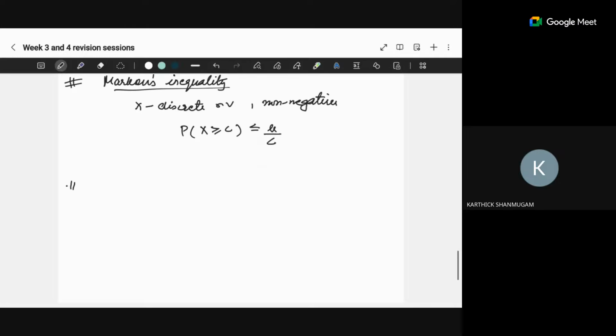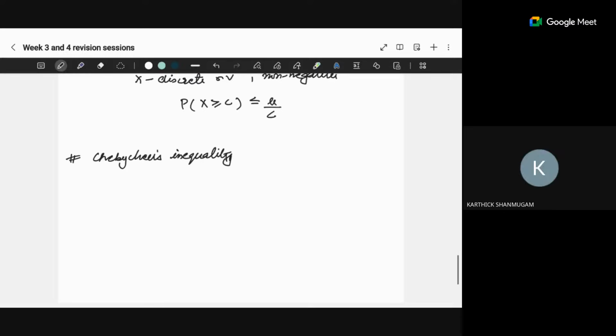Then the next term is Chebyshev's inequality. What is Chebyshev's inequality? Probability of mod of x minus mu greater than or equal to k sigma is less than or equal to 1 by k square. Basically, the probability of mod of x minus mu being greater than or equal to k sigma is less than or equal to 1 by k square.